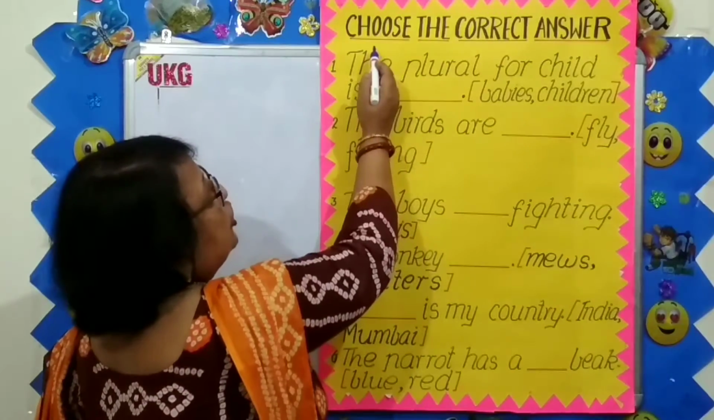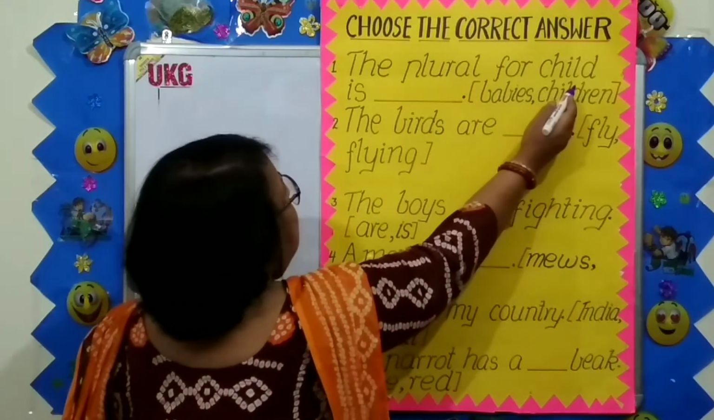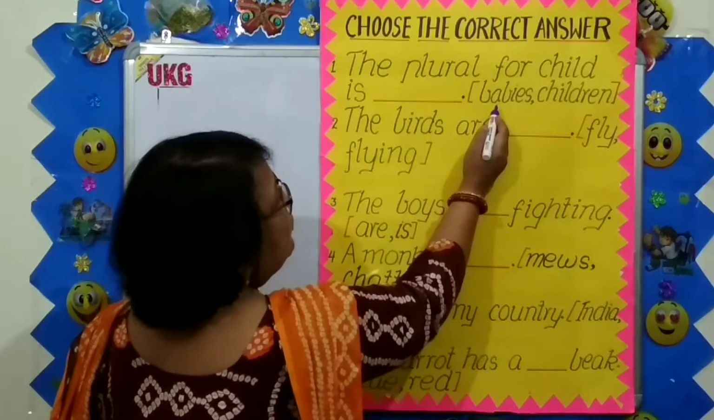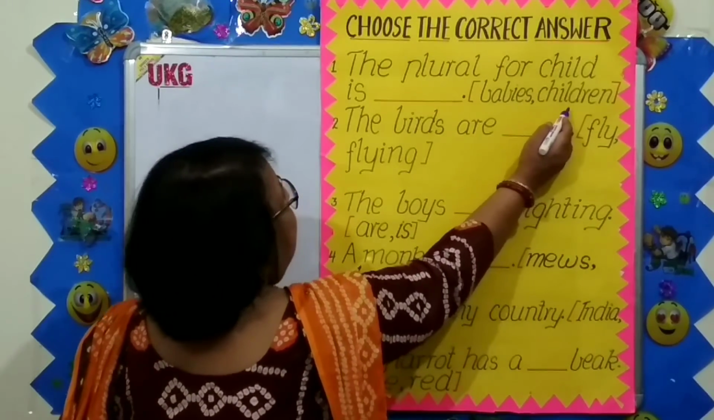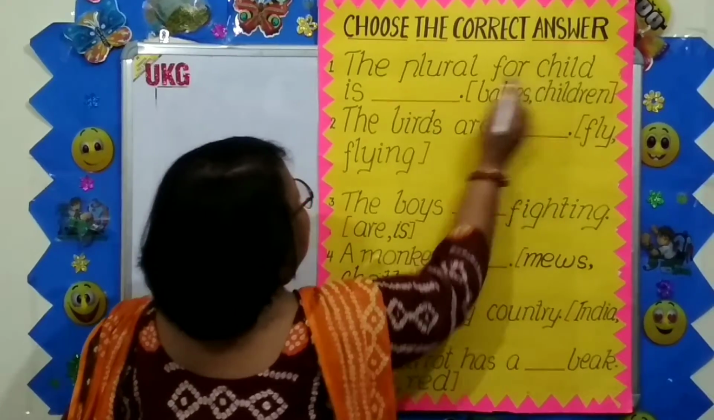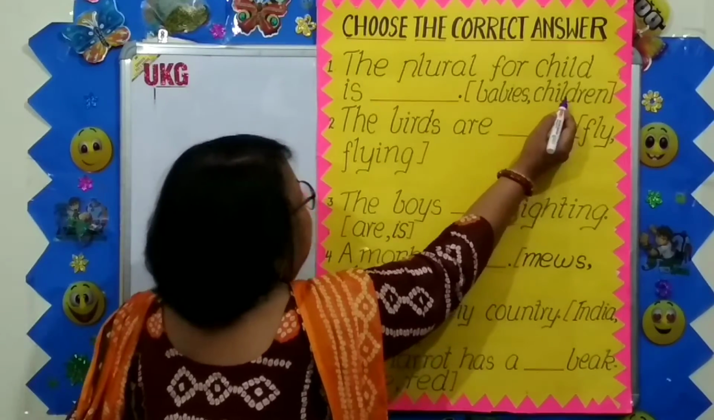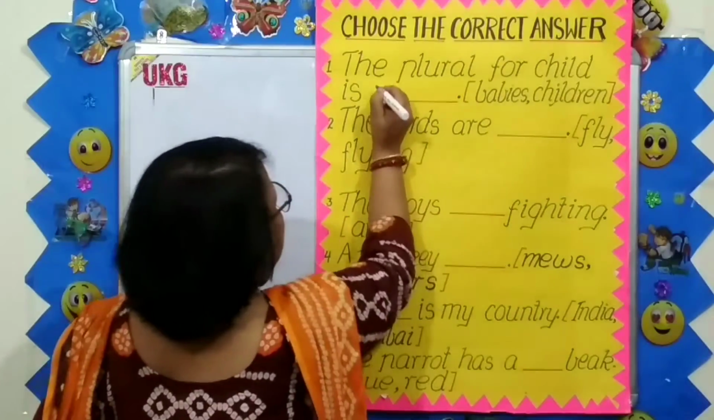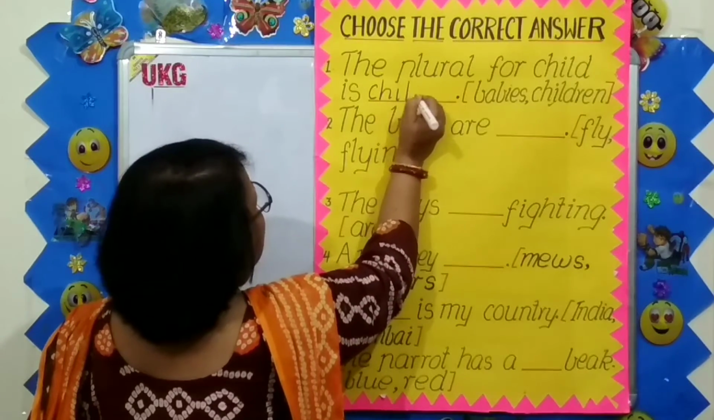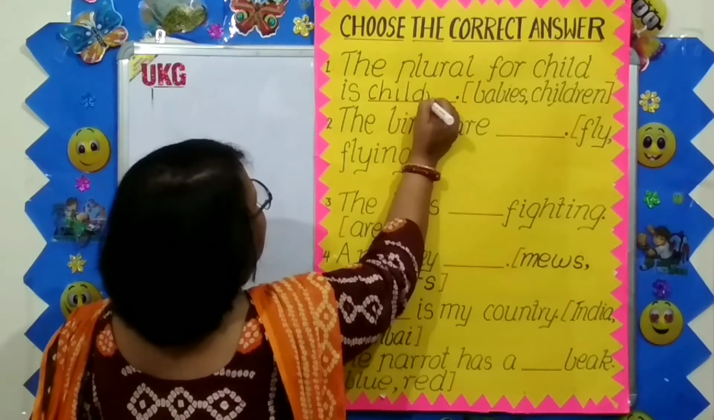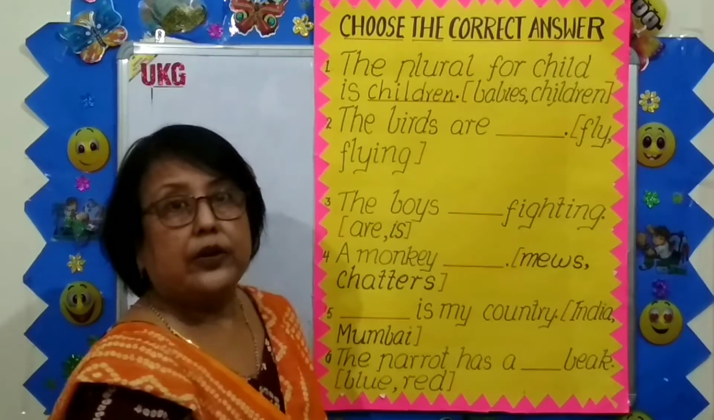Now we begin with choose the correct answer. The plural for child is, now you have to choose from within the bracket, babies and children. The plural for child is babies. No, children. So, children, C-H-I-L-D-R-E-N. Children.